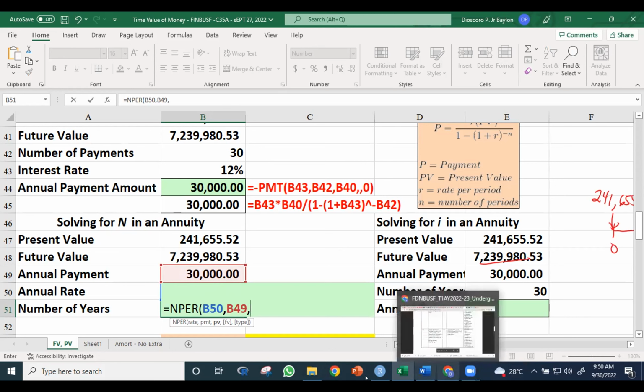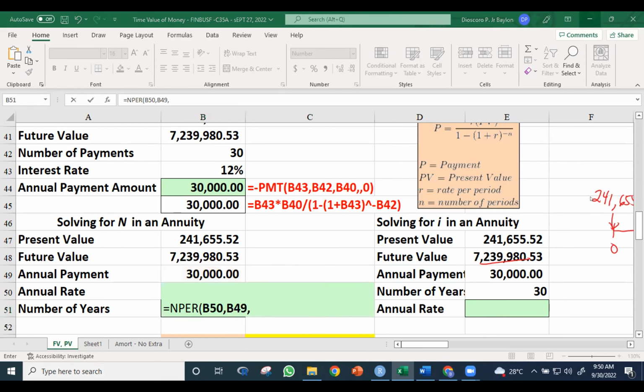So if the PMT is 30,000, what should be our present value? Any comment? I'd like you to comment, guys. What should be our present value? Let me wait for a few seconds. Maybe someone would like to give a comment on that. Fiona, can you share your answer, please?